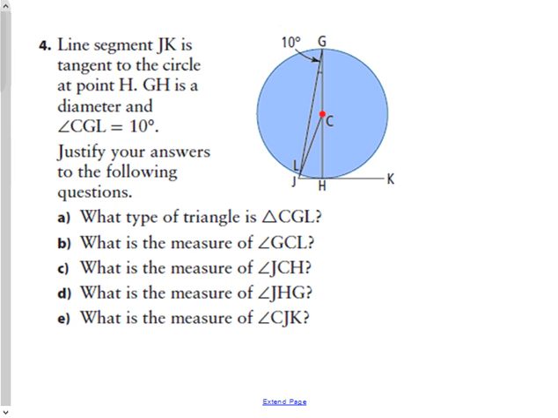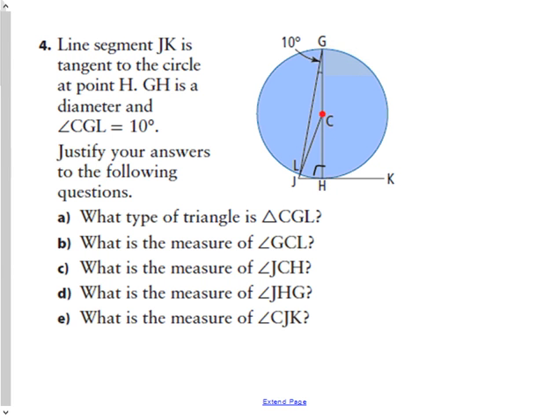Question 4, it says line segment JK. So I'm going to just do it in black here. Line segment JK is tangent to the circle at point H. So right away, the first thing I'm going to do is put a 90-degree angle right there. I know that that's going to be a 90-degree angle, and so will the other side of it be, but I'm only going to use that 90-degree angle because I see a triangle already. I see two triangles, actually. GH is the diameter, and CGL is 10 degrees. There it is there.